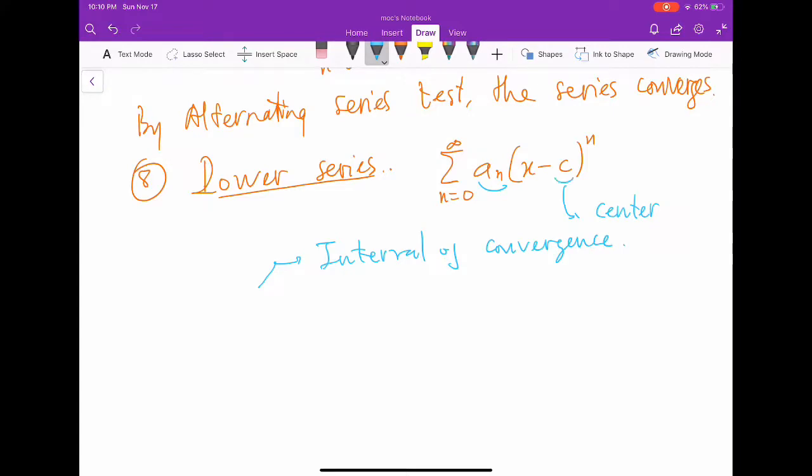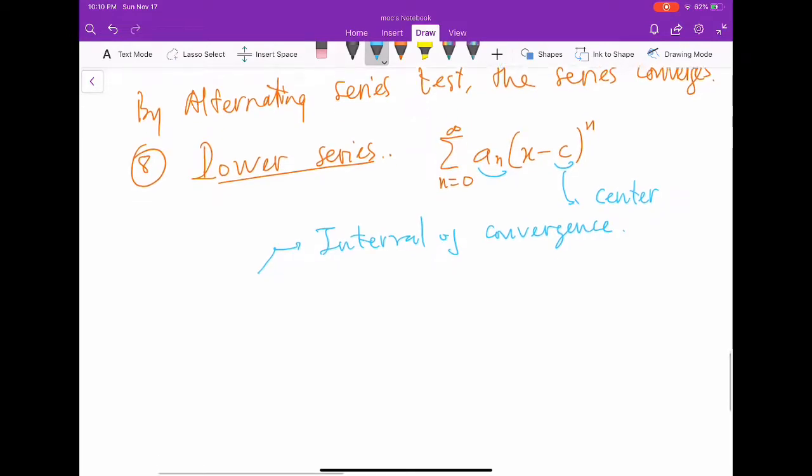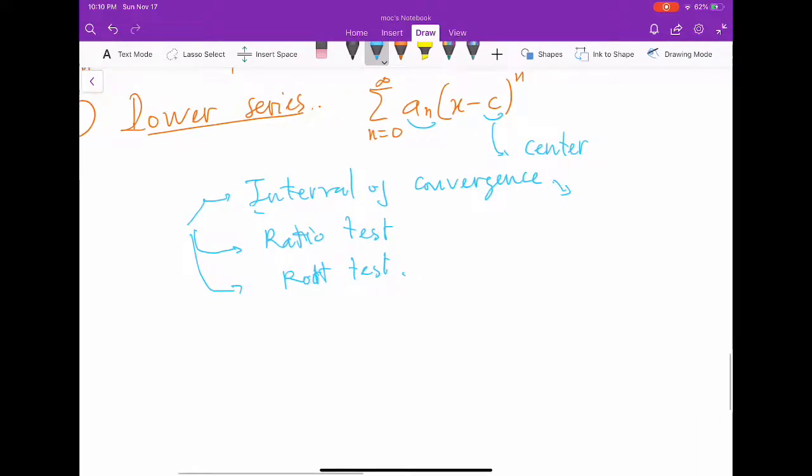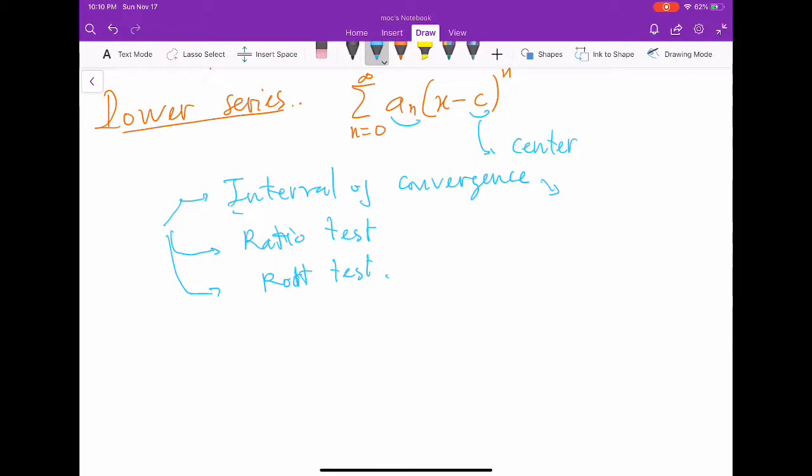And since we consider center c, your interval of convergence should be symmetric with respect to c. Don't forget about that. All right. So when we find the interval of convergence, we can do that using, let's say, a ratio test or a root test, okay? Let me remind you about the ratio test and root test, and then we move ahead.